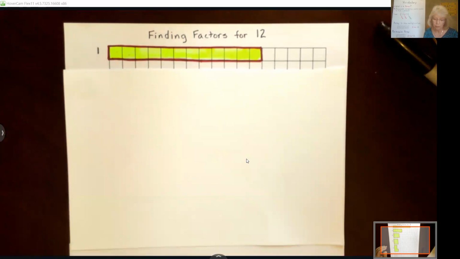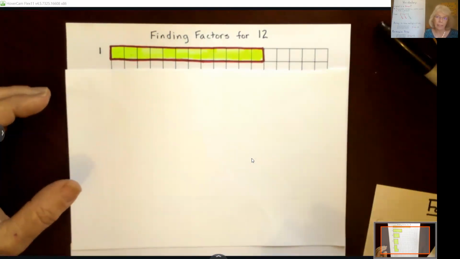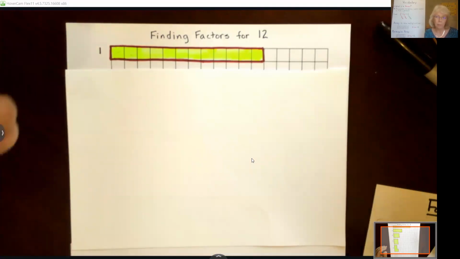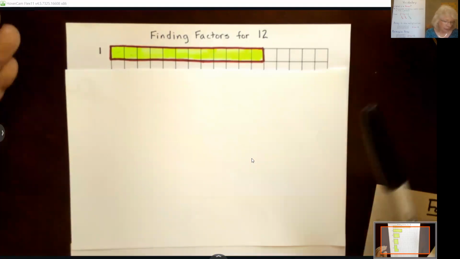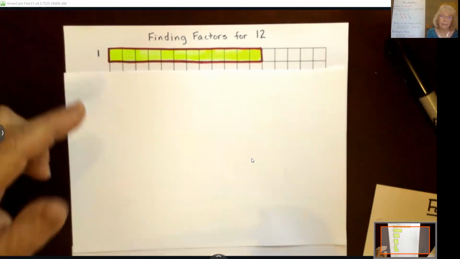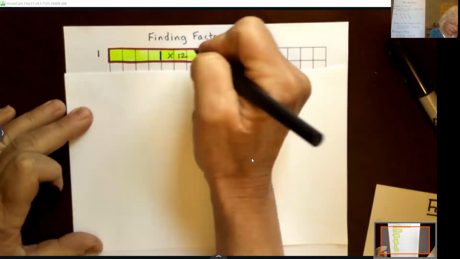So to go to our challenge for today, which is using a model in order to find factors, we're going to start with trying to find factors for 12. We're going to see how many different arrays we can draw that would give us factors of 12. I like to have my students start with 1 and move forward with the numbers to see if we can make arrays for them. So let's start here, and we see 1 times 12 gets us 12. So this one would be 1 times 12, this array.